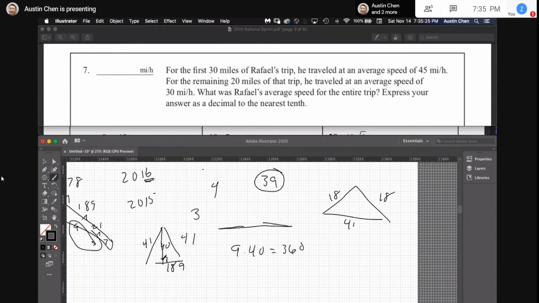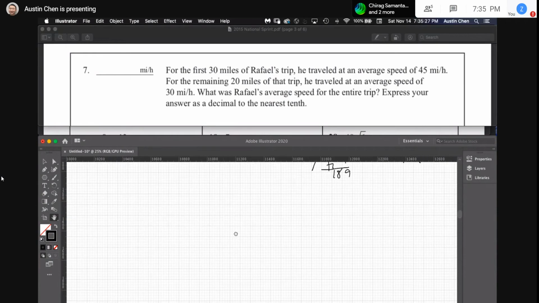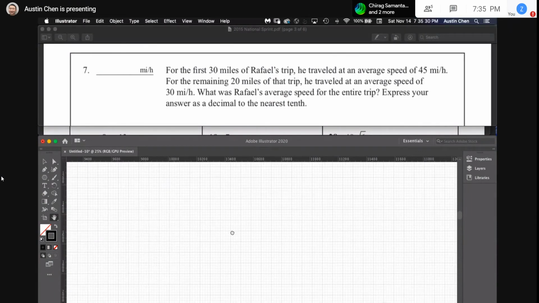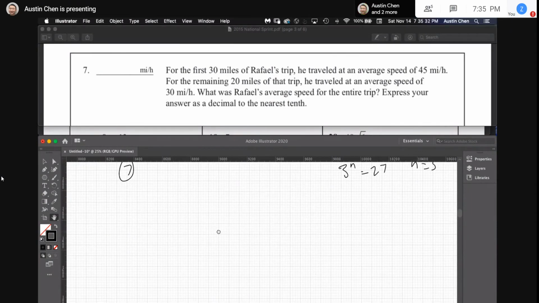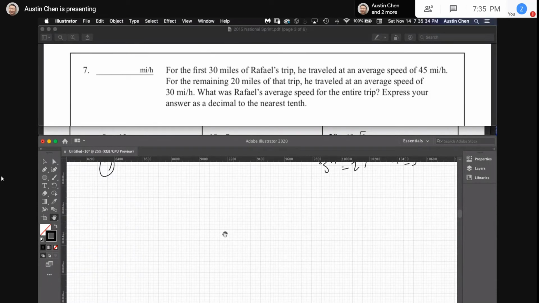For the first 30 miles of Raphael's trip, he traveled at an average speed of 45 miles per hour. For the remaining 20 miles of that trip, he traveled at an average speed of 30 miles per hour. What was Raphael's average speed for the entire trip?